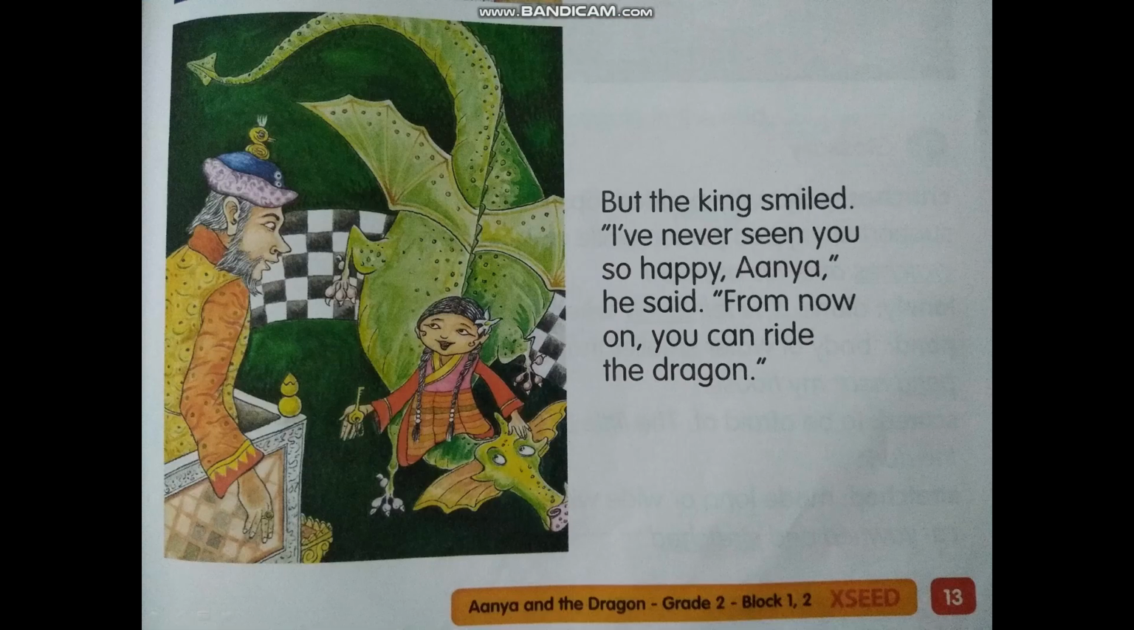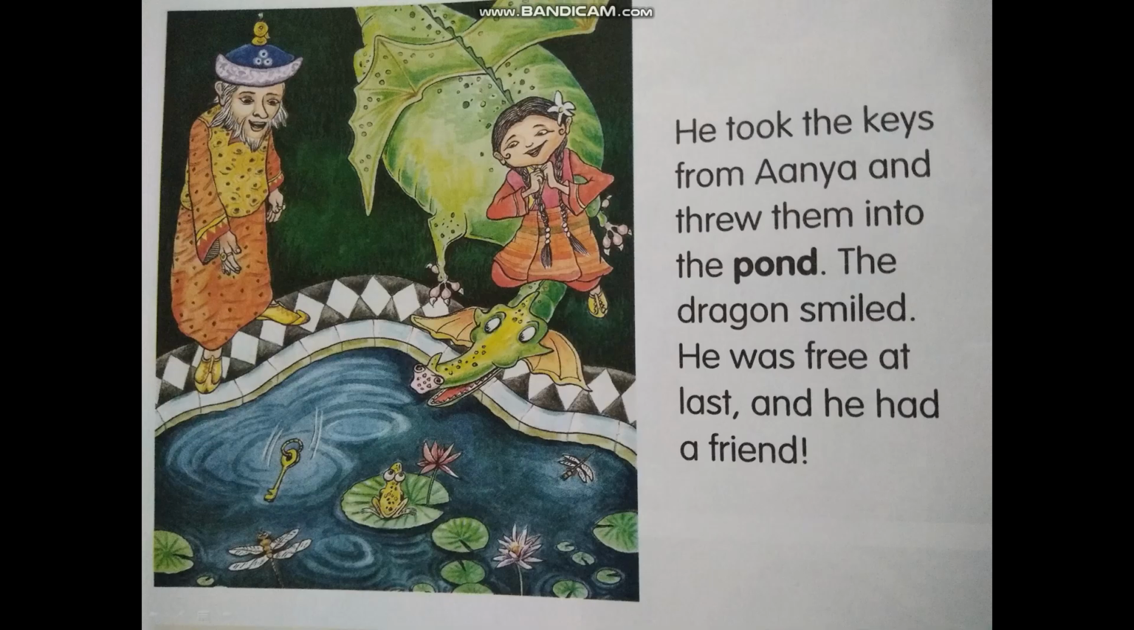But the king smiled. I have never seen you so happy, Anya, he said. From now on, you can ride the dragon. Then what happened? The king smiled. Why did the king smile? Because he saw that his daughter was very happy. So the king allowed that Anya can ride on the dragon. Now let's move to the next paragraph.